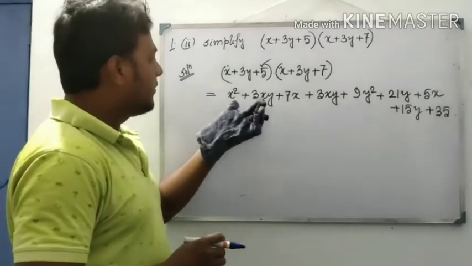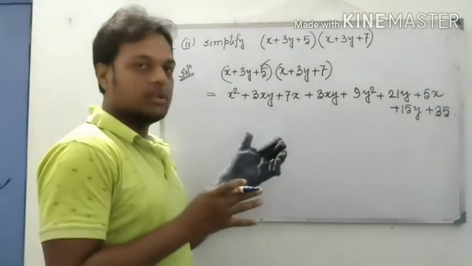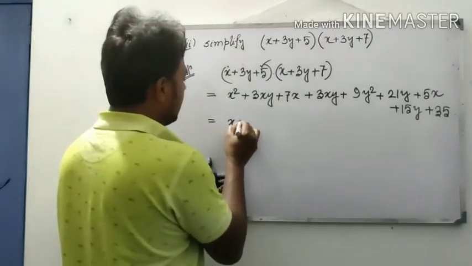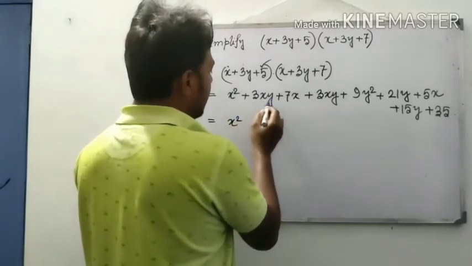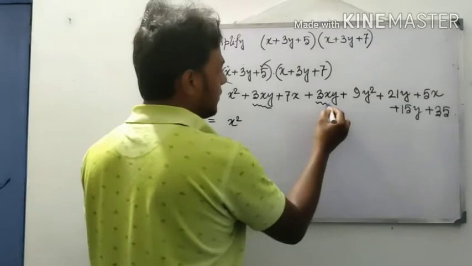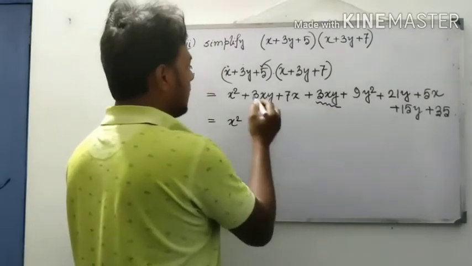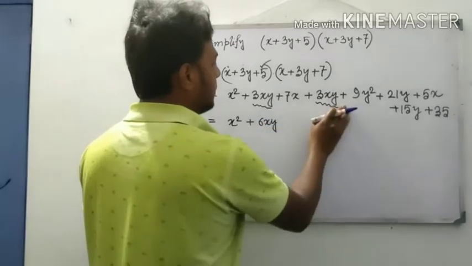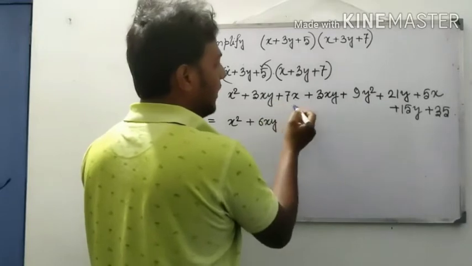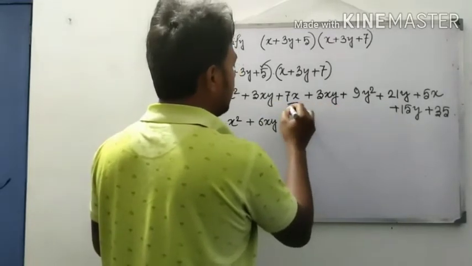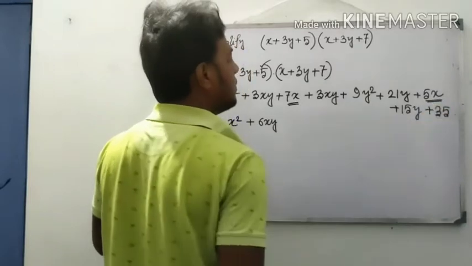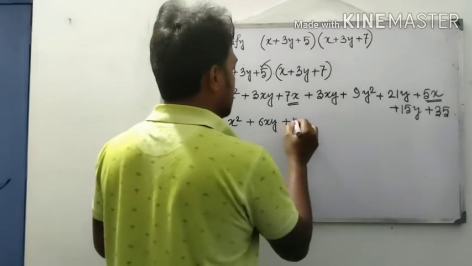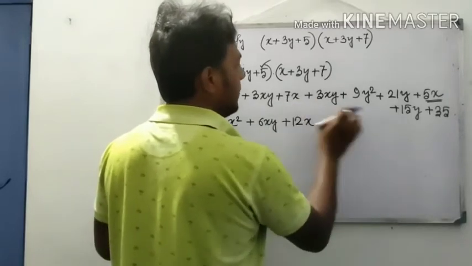Now we have to simplify it. Simplify means we just combine the like terms. Only the x square term is there, only one time. The xy related terms are this one and this one. Since these two are of the same sign, we add them and it becomes 6xy. Now the x related terms: this is one term and this is another term. This is plus, so we add, and 7 plus 5 equals 12x.